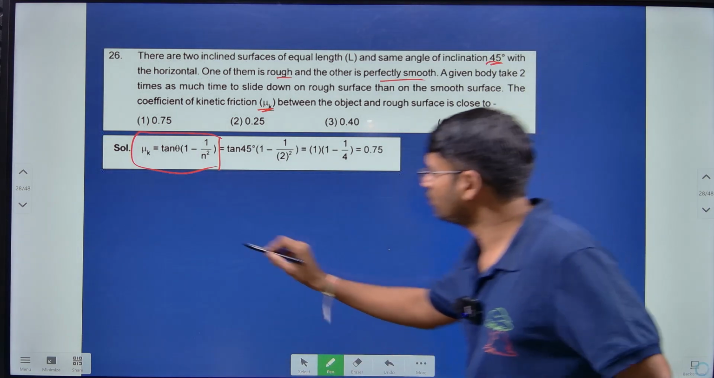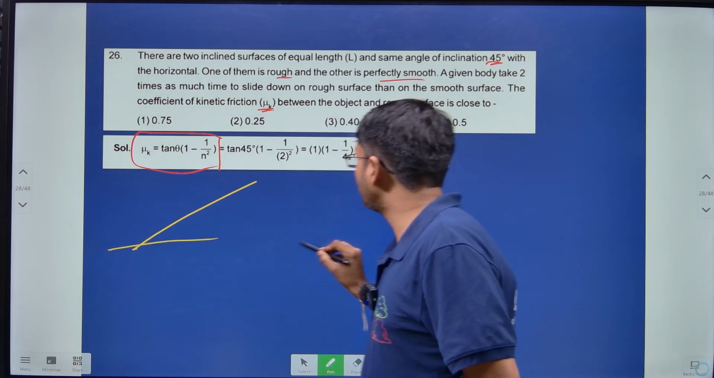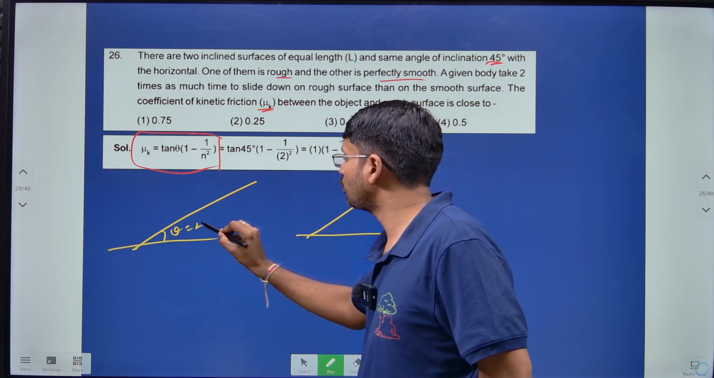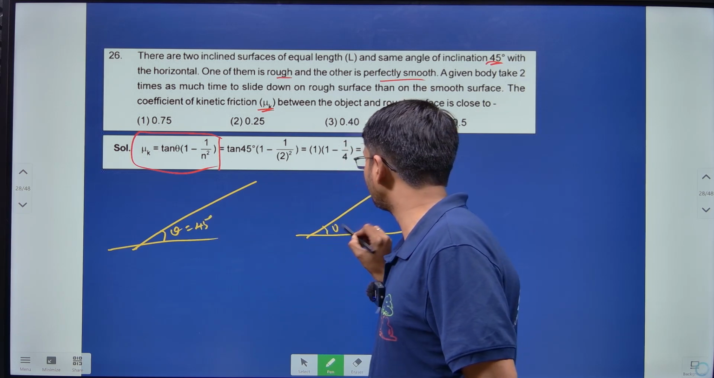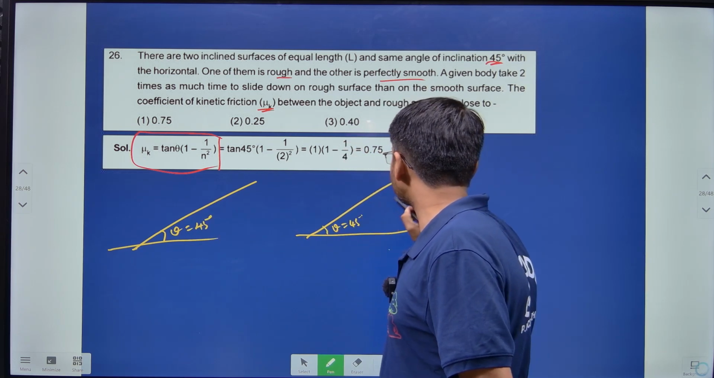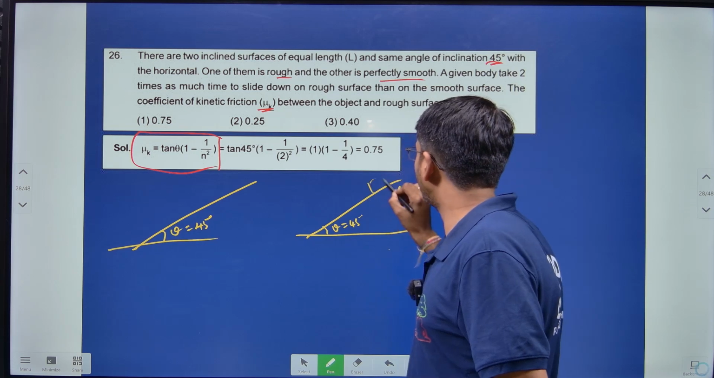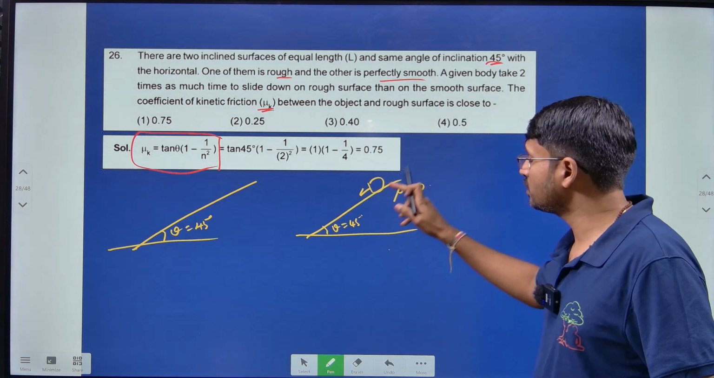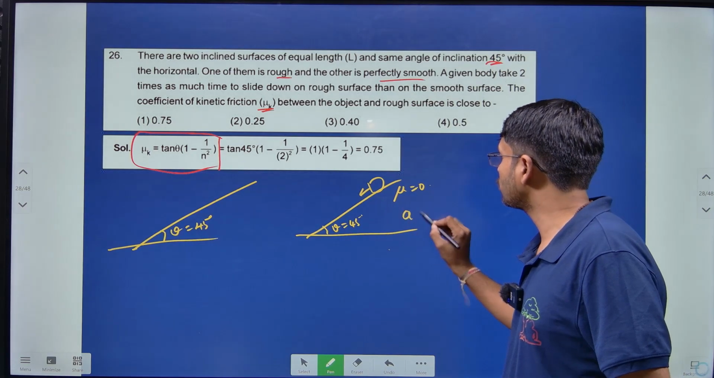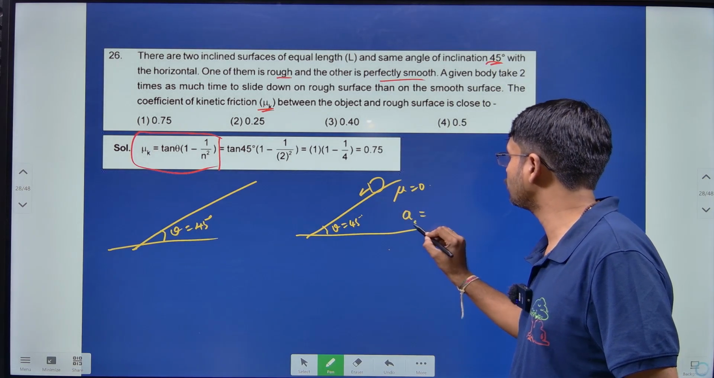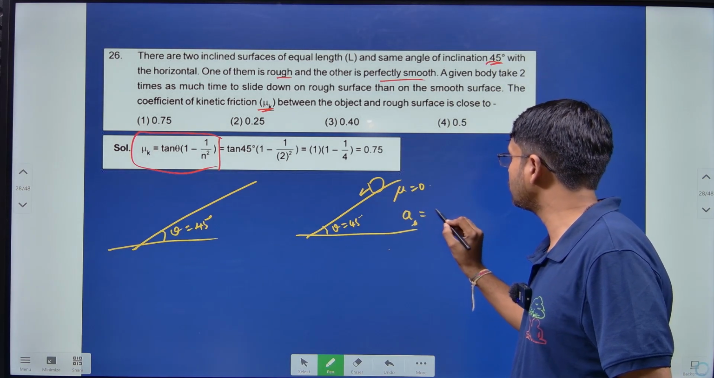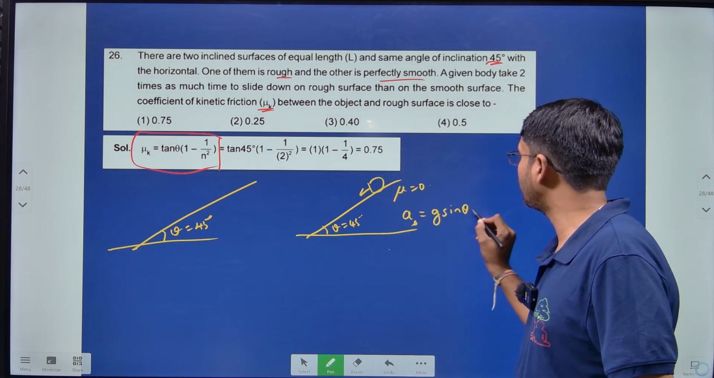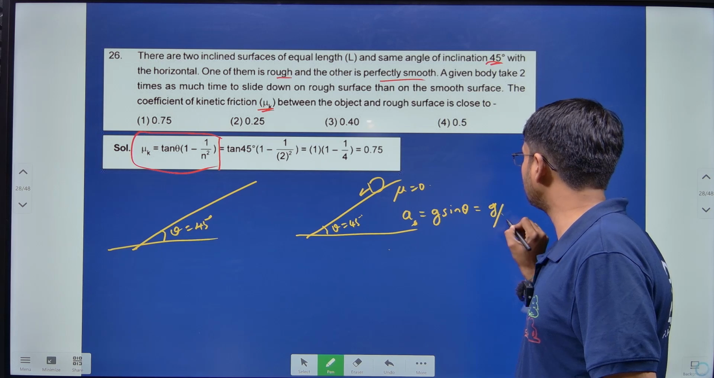So here we'll take this way. Here we have the two inclined planes. Theta is equal to 45 degrees for both cases. Now let us take this as the smooth surface. If a body is sliding in a downward direction, what is the acceleration? We can write mg sin theta acting downward. So for a smooth surface, the acceleration is just g sin theta. Theta we know, that is 45 degrees. Therefore it is g divided by root 2.